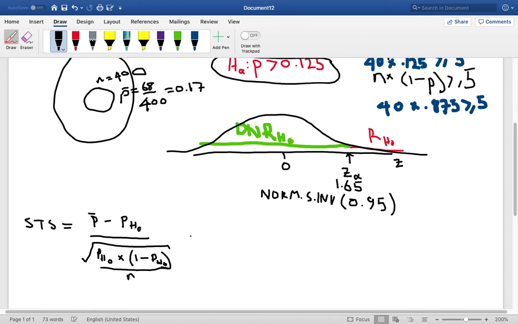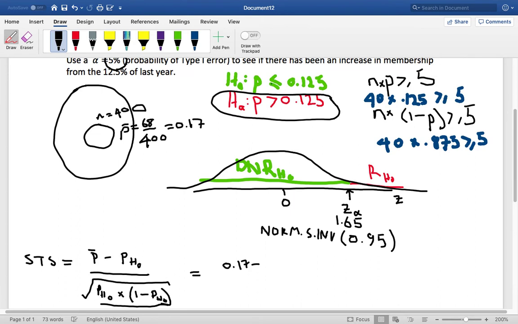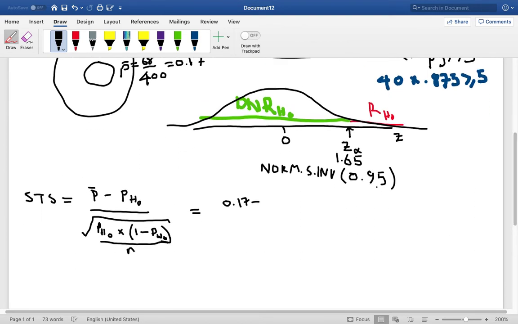So let's do that over here. P bar is 0.17. There you go. That's P bar from up here. And minus P of h0. Well, P of h0 is going to be P from h0, whatever value is in there. Don't worry if it's less than or equals, greater than or equals, or equals. That's why we have the equal sign in here, so we can take that as a starting point. Whatever value is in there, we just pick that value. So that's going to be minus 0.125.